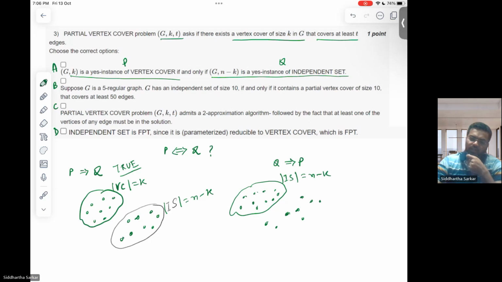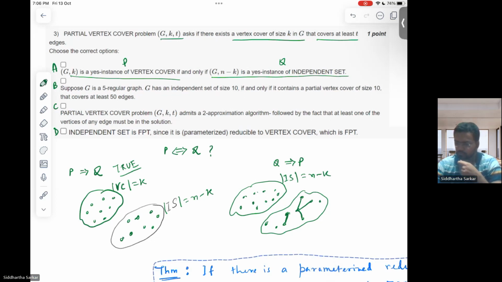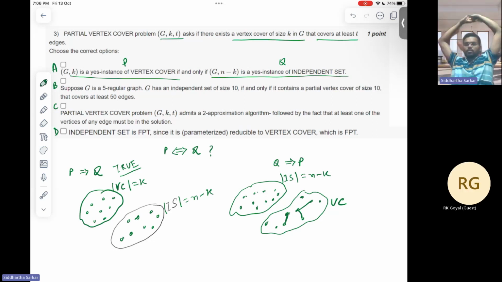So, there are no edges among these vertices of the independent set. So, edges are probably among the vertices here. Maybe there are some vertices which could be added to the independent set. But this is definitely a vertex cover because all the edges have to be among these vertices which are outside of the independent set only. That is what the definition of independent set gives.